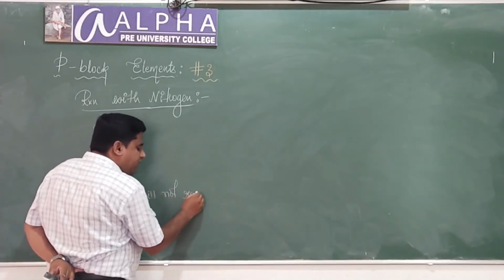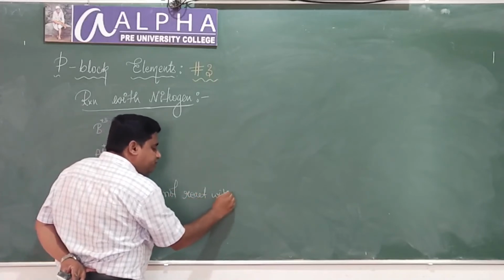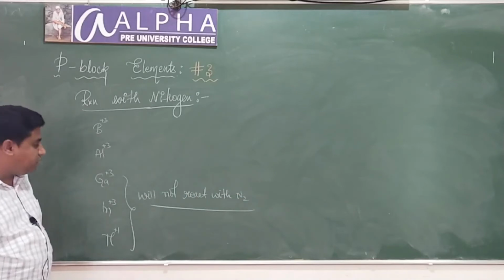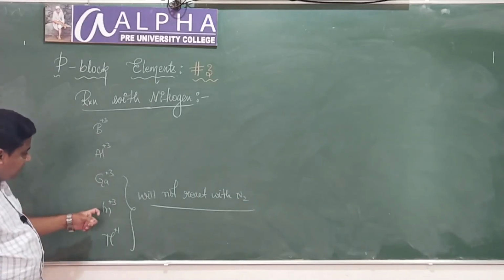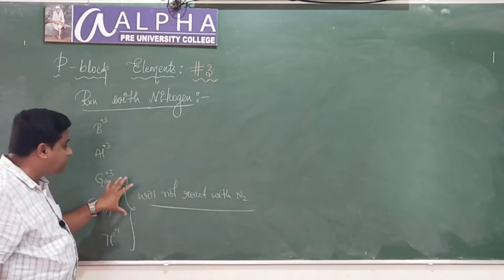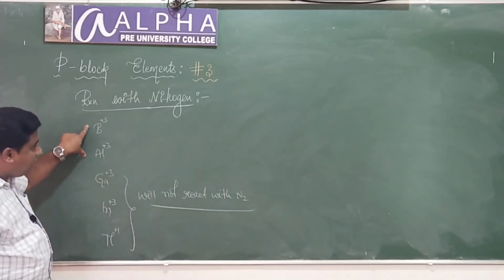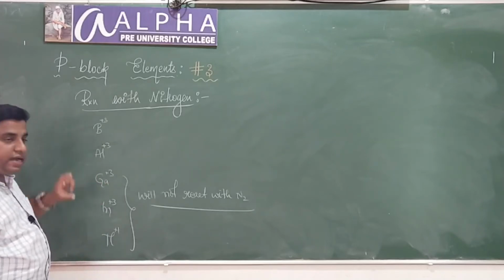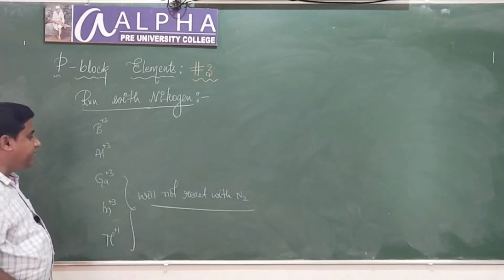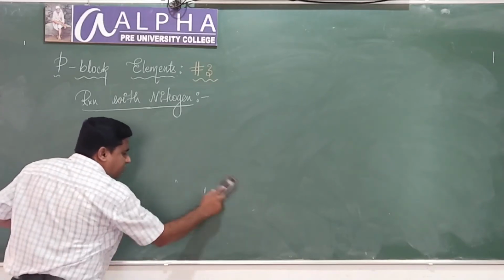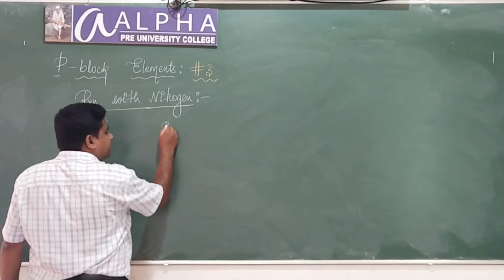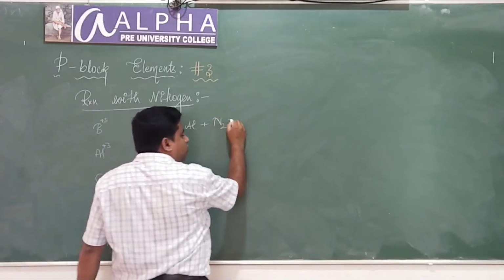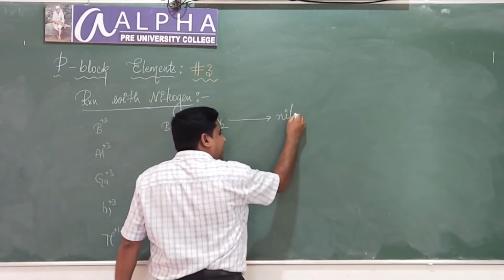Gallium, indium and thallium, these three will not react with nitrogen. Are you getting my point? Only boron and aluminium react with nitrogen. Only boron and aluminium react with what? Nitrogen. Boron and aluminium react with nitrogen to form nitrides.